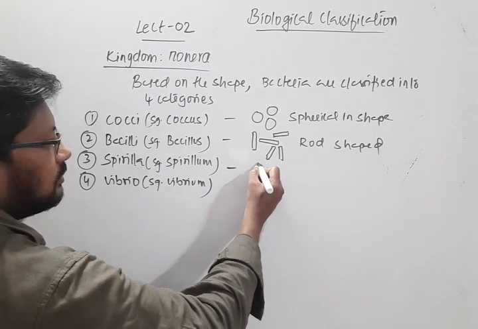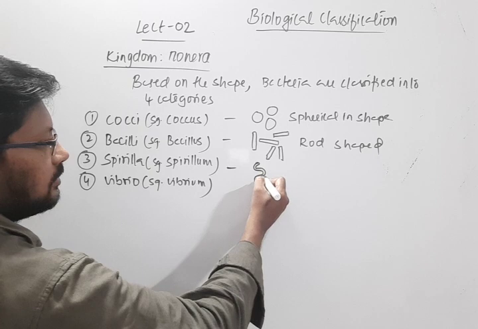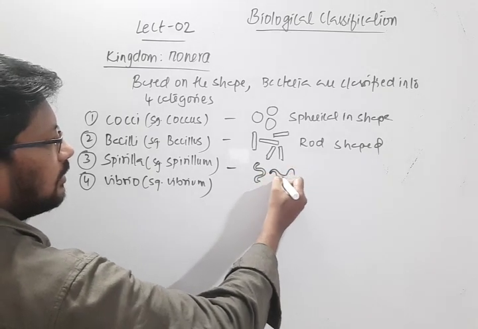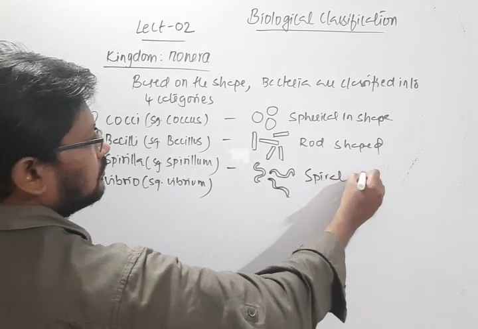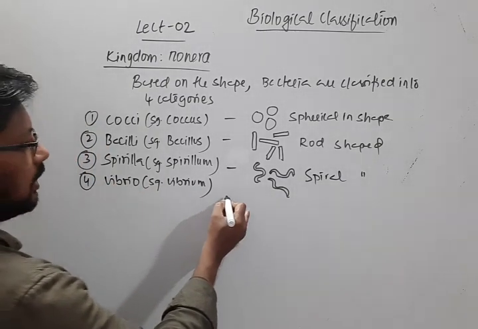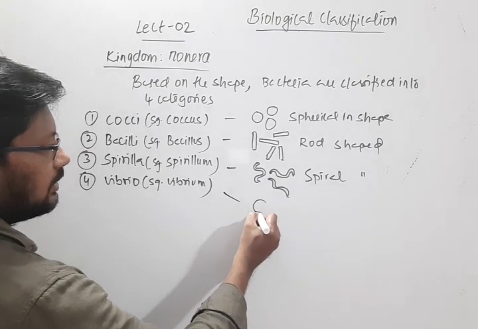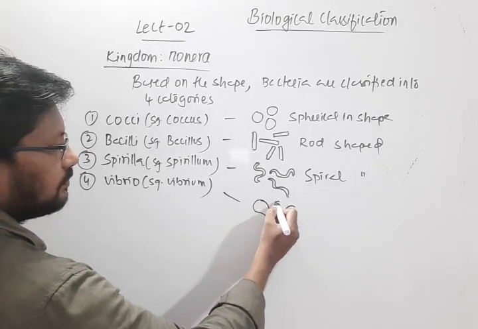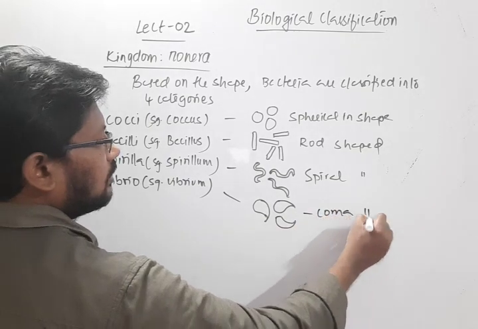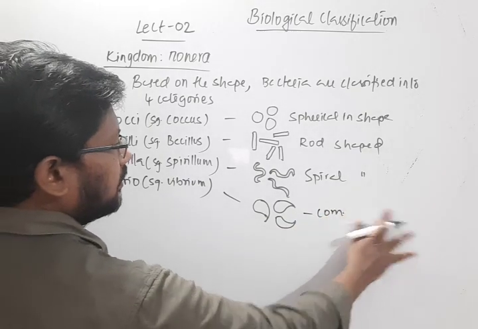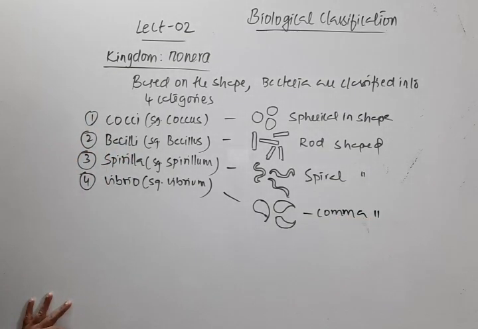Then coming to spirilla, these are spiral in shape. You will see them like this. So these are spiral shaped bacteria. Then coming to vibrio, in this case they are comma shaped. So these are comma shaped bacteria. So these are the different types of bacteria. Of course, we have only four types, and they are all classified based on their shape.